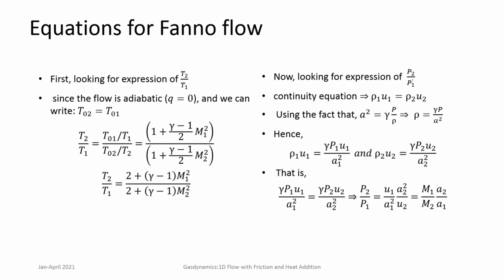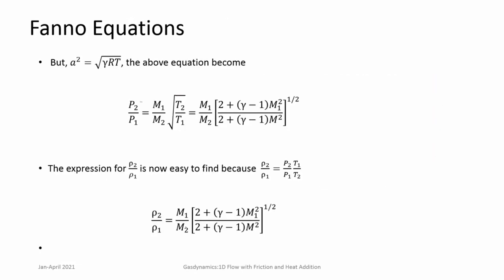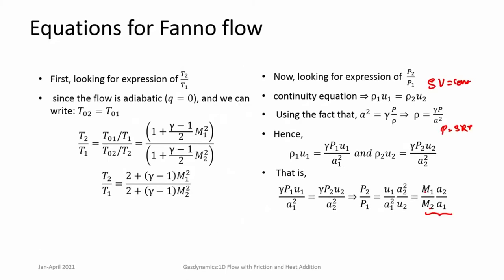Here, we cannot use isentropic relations, it is not an isentropic flow, but we know that rho u is constant, and you can express u as M into a, and a can be expressed as square root of gamma p by rho, and also you can use the equation of state p is equal to rho R T. So, if you use all of them together, you get that P2 by P1 is M1 by M2 multiplied by A2 by A1. Now, A2 by A1 goes as square root of T2 by T1. So, P2 by P1 is M1 by M2 multiplied by square root of T2 by T1, and the expression for T2 by T1 we have already found.